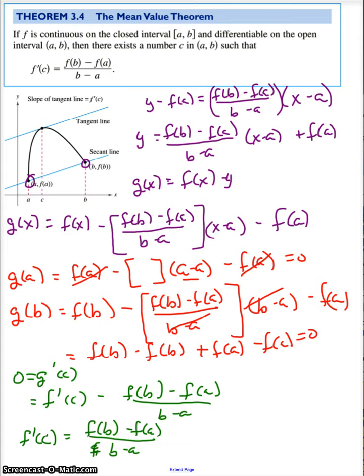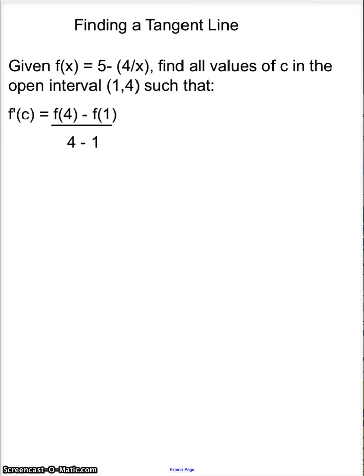Now, you're not going to have to prove it more than once on a test or quiz, but you are going to have to use it. Why would we use it? Well, suppose we want to find a tangent line. Suppose I'm given this function, and I want to find all the values such that this is true.